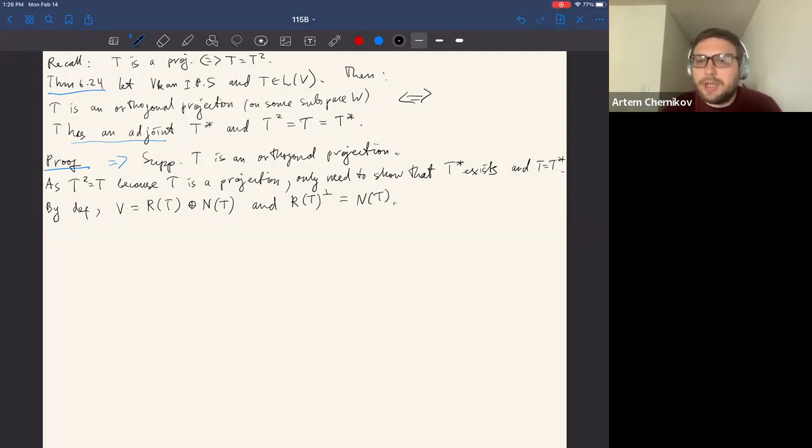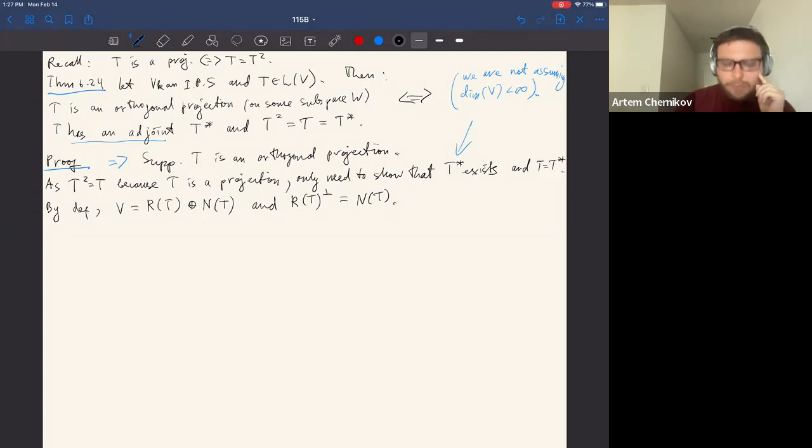Let's see, there's a question in the chat. Does T necessarily have an adjoint? So that was exactly what I commented earlier. We are not assuming that the space is finite dimensional. Every linear operator has an adjoint on a finite dimensional space, but we are not assuming that the dimension of V is less than infinity. So on infinite dimensional spaces, some operators don't have adjoints. So we will check it additionally here.